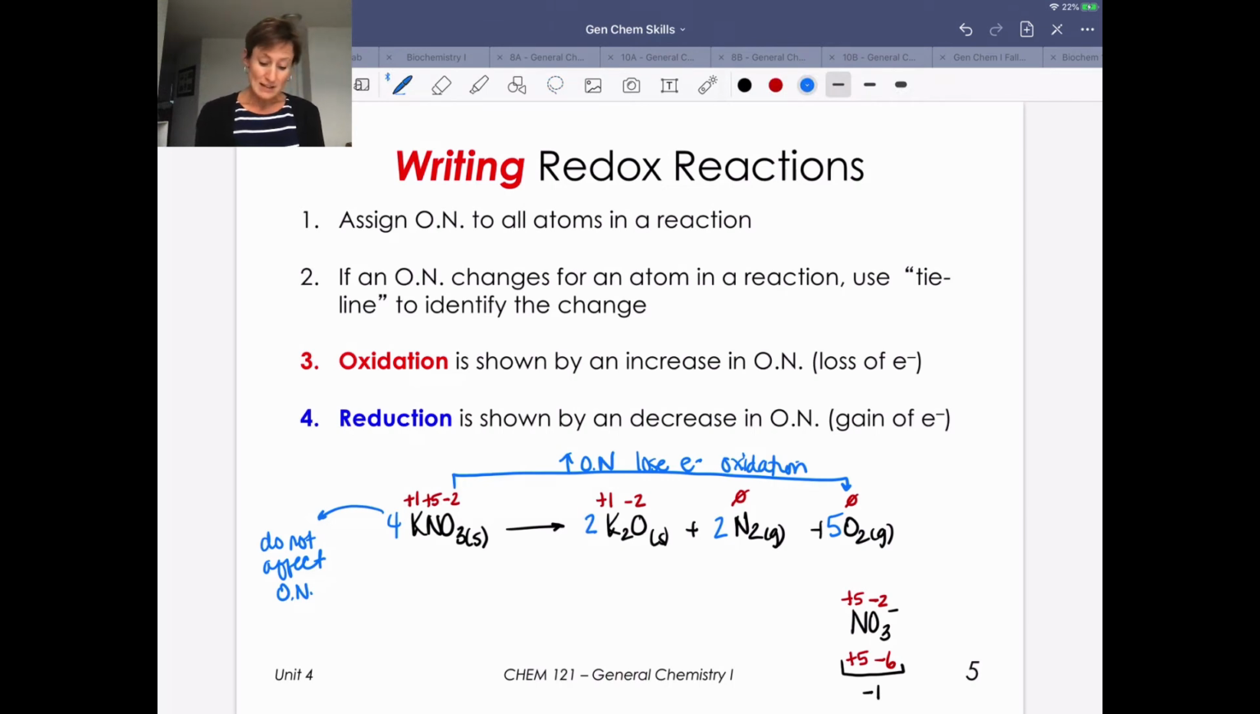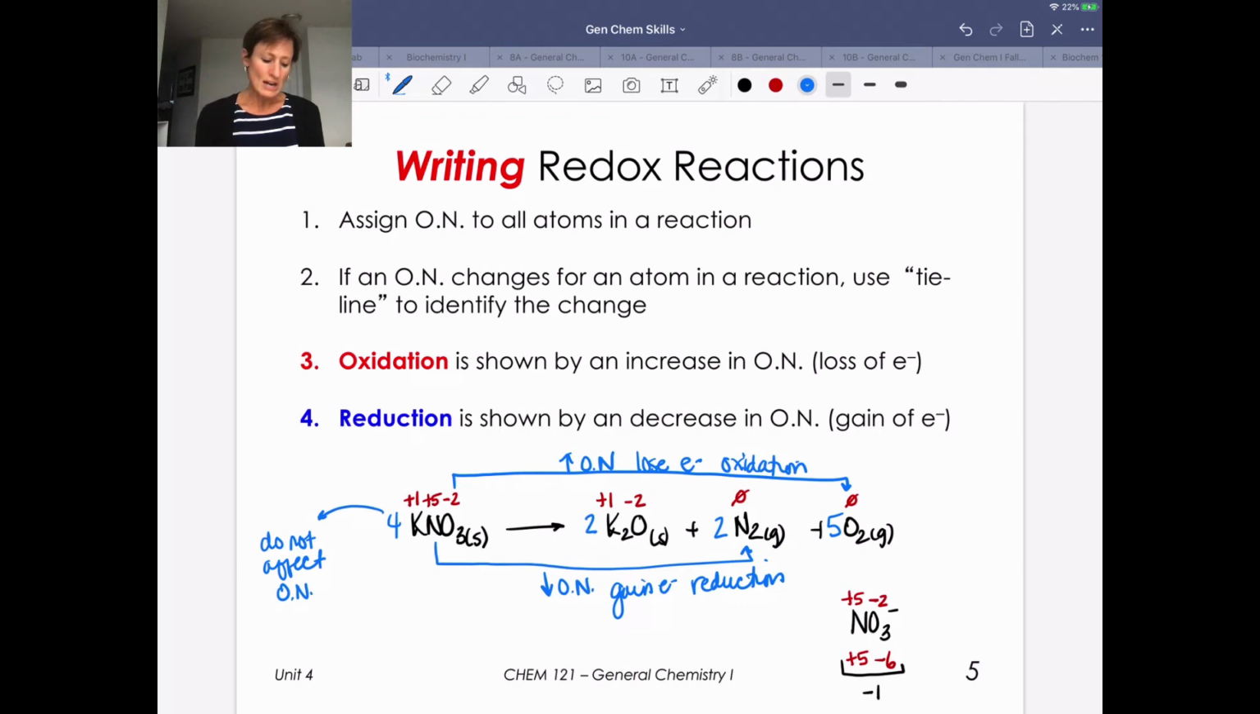Okay, we said potassium wasn't changing, but we can see that nitrogen is. In this case, we are decreasing our oxidation number. Okay, we're going from a +5 to a 0. A decrease in oxidation number means we're gaining electrons. And I know, again, this is strange. We go from +5 to 0. That actually means we gain something. I know it seems like you're losing something, but we're gaining negative things. That's why we're decreasing our oxidation number, because we're gaining electrons. Gaining electrons is reduction.